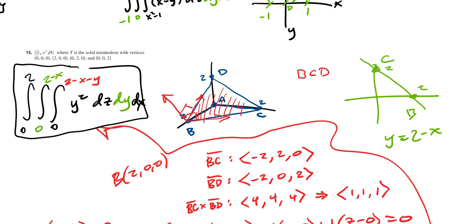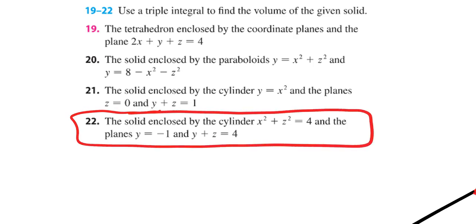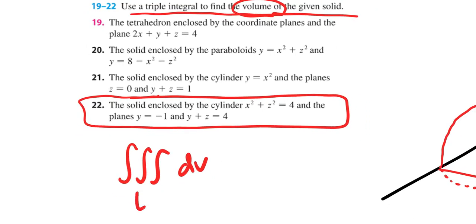And that's number 15. Let me see if I can find one that's a little harder. All right, the one I've chosen that's a little bit harder is 22. It says use a triple integral to find the volume of the given solid. So the volume will always be the triple integral of just dV over E. In other words, this is a 1 here. It's kind of similar to the area of a figure in 2 dimensions, dA over D, where this is a 1.